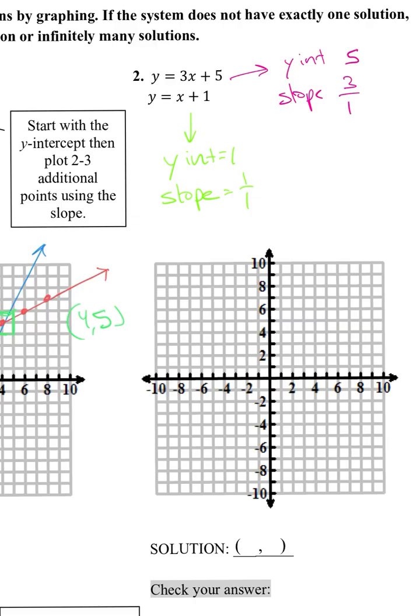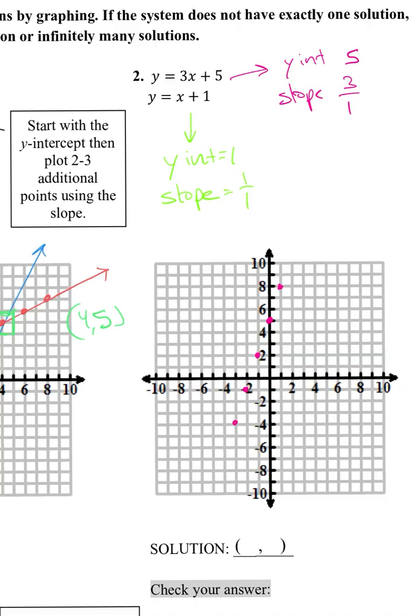Let's go ahead and graph these, and I'll use the same colors. For the very first equation, my y-intercept is 5. So from the origin, I'm going to go straight up to 5, right there. My slope is 3 over 1. So from that very first point, I'm going to go up 3 spots and over 1. Now I'm running out of room, so I can go the opposite direction too. In this case, I'm going to go down 3 and over 1, down 3 and over 1, down 3 and over 1. So there are my points.